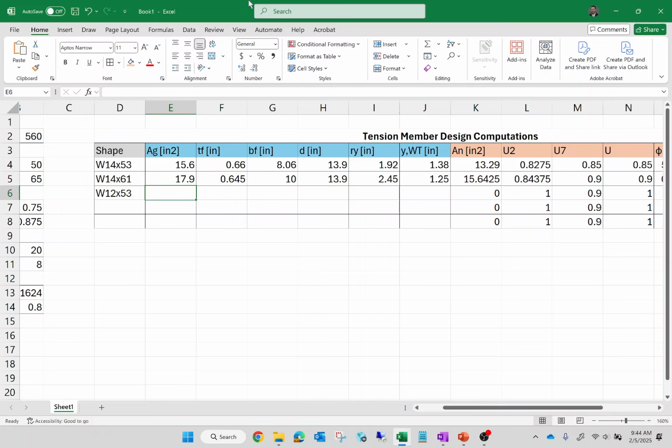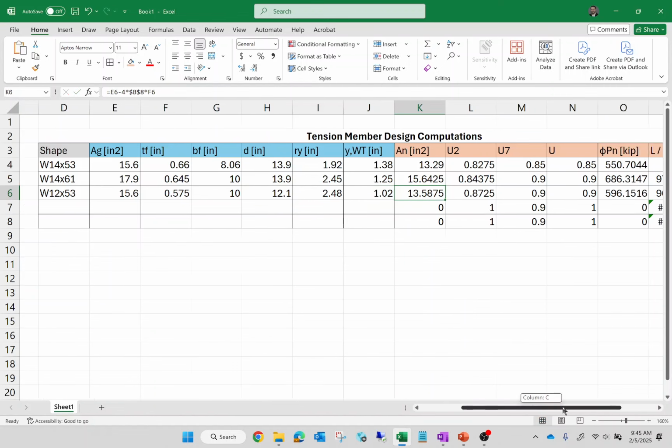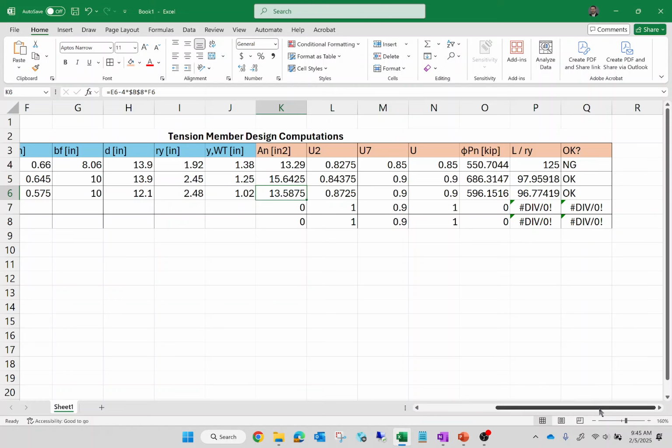So I'll go ahead and, I've got the values here. So what do we got? We got 15.6, 0.575, 10, 12.1, 2.48, 1.02. So that section works, right?